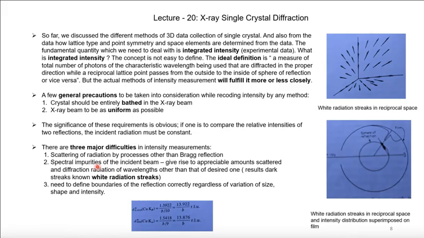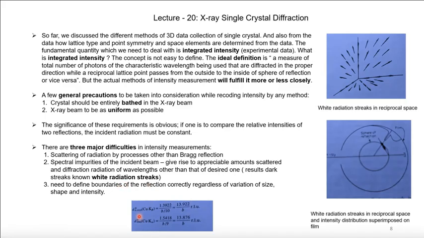In a spectrum, say we are talking about copper radiation, we do have copper K alpha 1, K alpha 2, K beta, etc. So we have to make sure that as much as possible we remove other radiation which gives us streaks, which gives false intensity data. An example is given here.